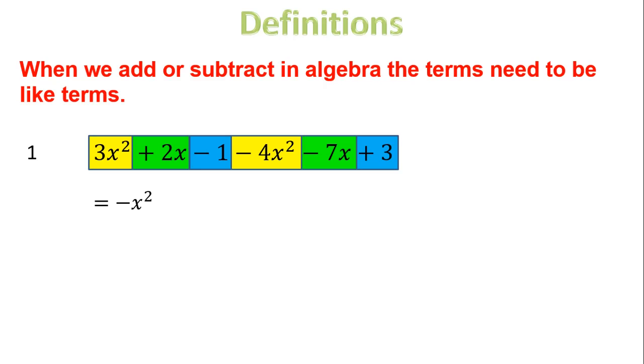Let's look at our x terms, or the ones that we've highlighted in green. And that's those two there. I have plus 2x and minus 7x. So if I've got 2x's and I take 7x's away, hopefully you can see that that gives me minus 5x. Lastly, my constants. I have a minus 1 and a plus 3. Minus 1 plus 3 gives you plus 2. And that's our first example.